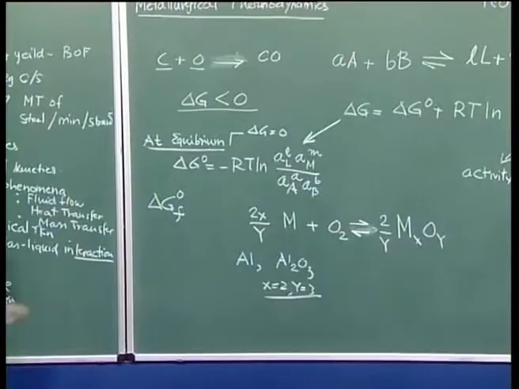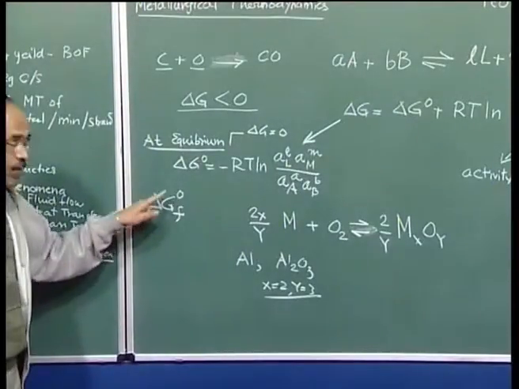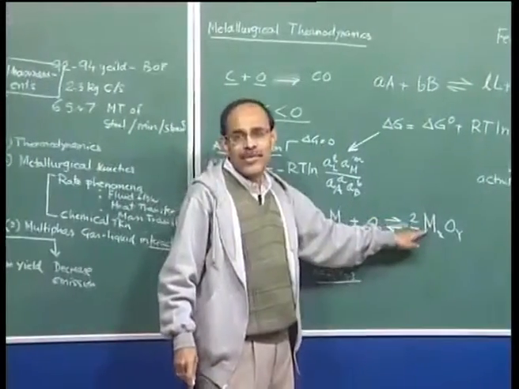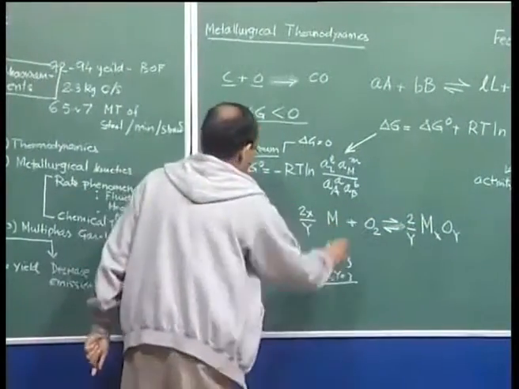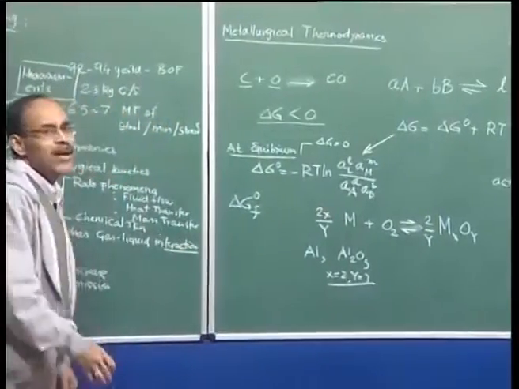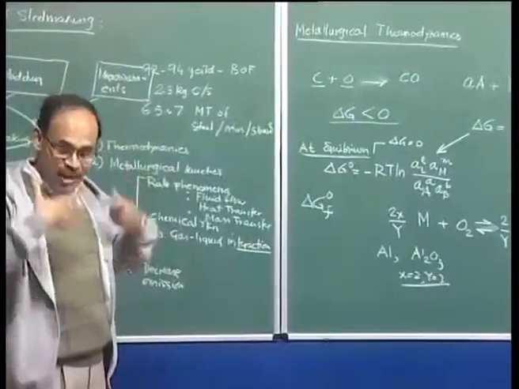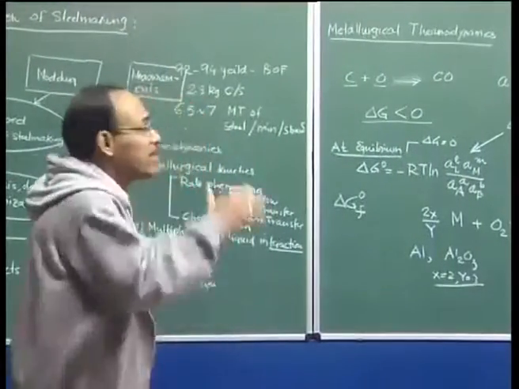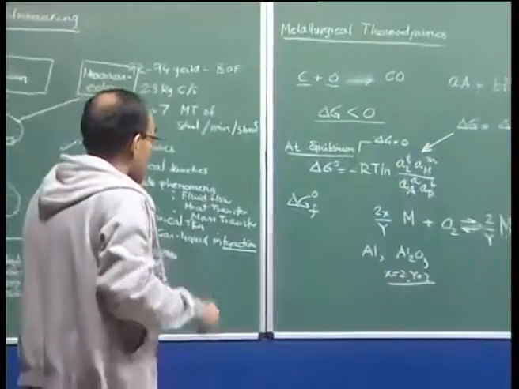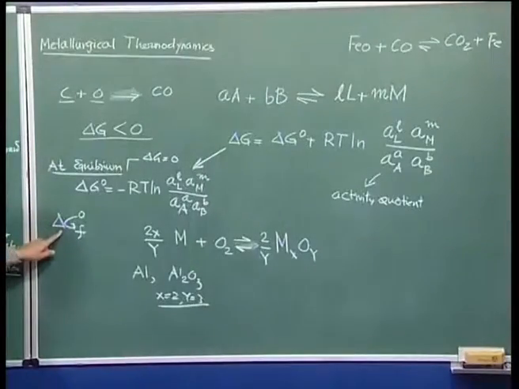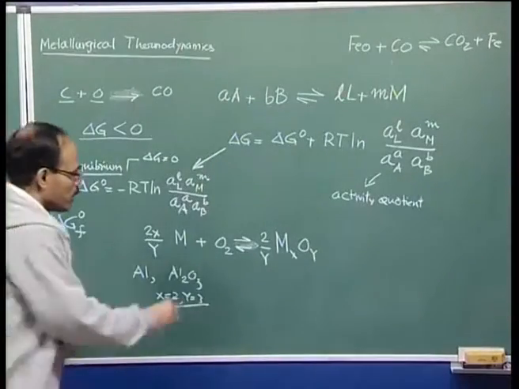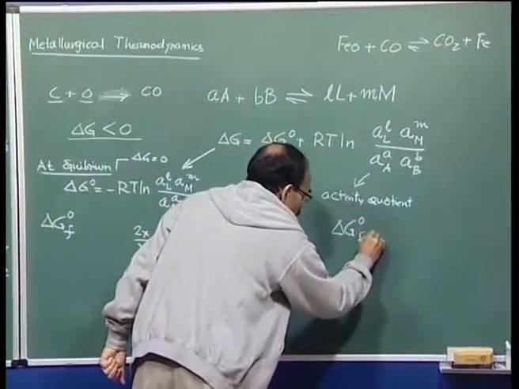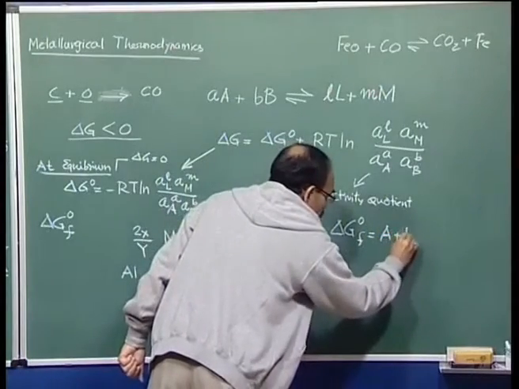Now, standard free energy of formation, standard state, that means the metal is in the pure state, the oxide is in the pure state, as a function of oxygen partial pressure, has been measured by various investigators, and for the sake of our convenience, so that we can carry out thermodynamic calculations very easily, these have been tabulated before us. And in the Ellingham diagram, one assumes that delta G naught of formation can be represented in terms of A and BT.